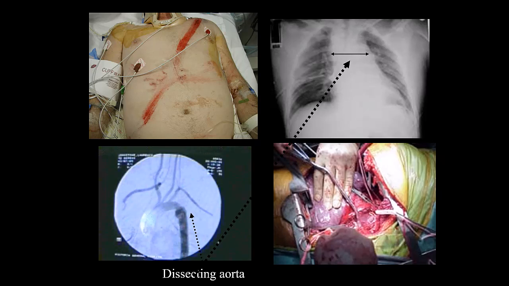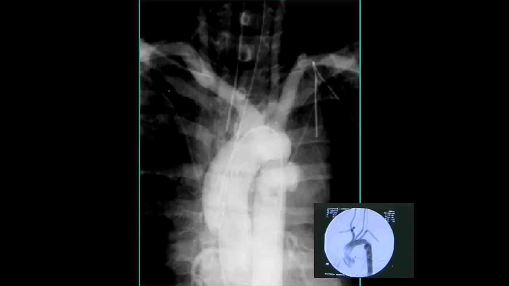These images show what we would look at for a dissecting aorta with a trauma patient with chest or thorax trauma. With contrast, this image clearly demonstrates a dissecting aorta. Notice the tear.